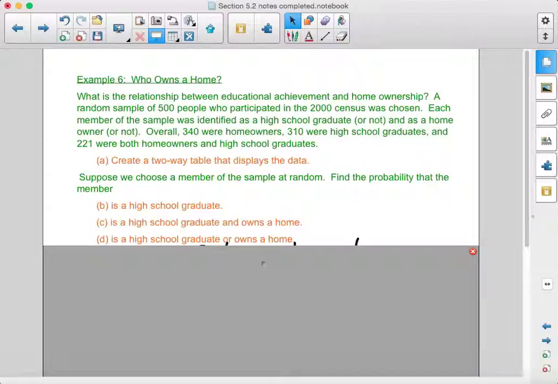So finally, in example 6, it says, what is the relationship between educational achievement and home ownership? A random sample of 500 people who participated in the 2000 census was chosen. Each member of the sample was identified as a high school graduate or not, and as a homeowner or not. Overall, 340 were homeowners, 310 were high school graduates, and 221 were both homeowners and high school graduates. So we can represent this data in a variety of ways. I asked you in this example to just create a two-way table to display the data, and then use the two-way table to help you find probabilities. In the next example, we'll also use a Venn diagram.